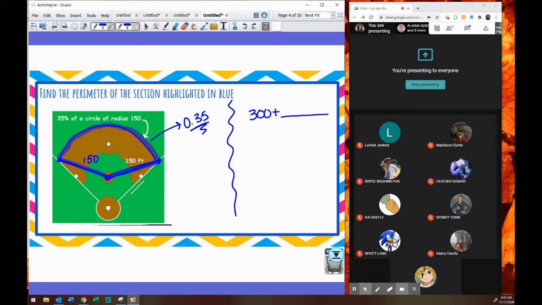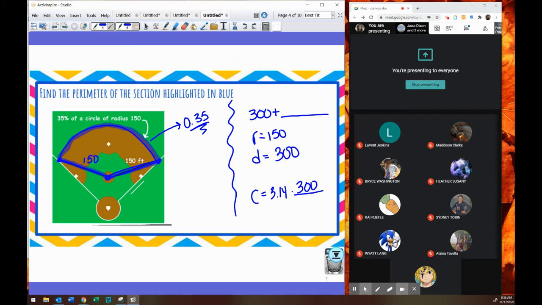I have a radius of 150. Radius is 150. To find the perimeter, we need to get all the way down to the circumference, which means we need to know what the diameter is. So what's the diameter of the circle? If the radius is 150, what's the diameter gonna be? 300.